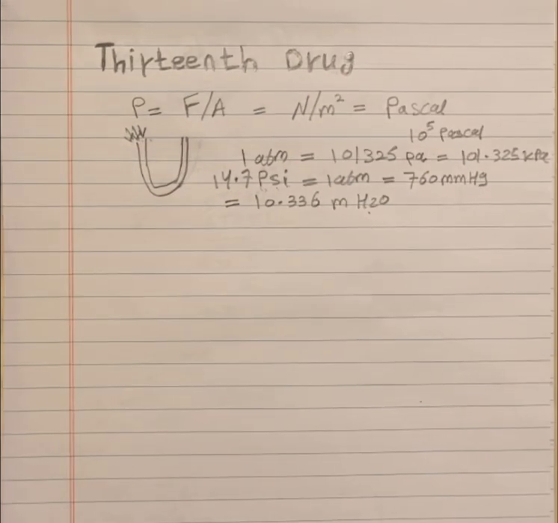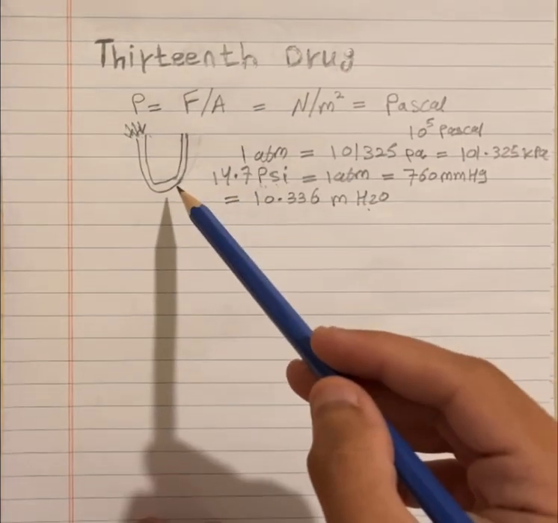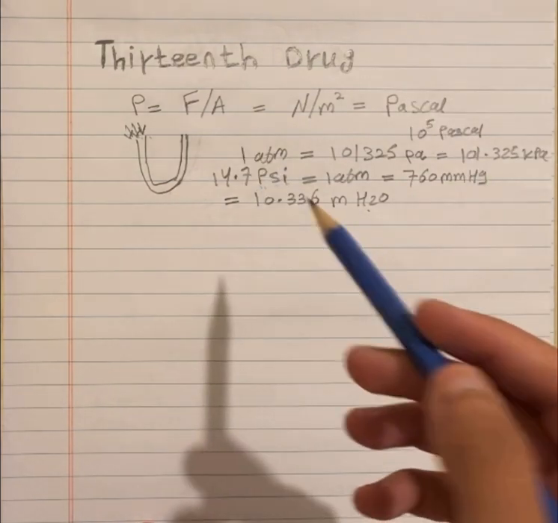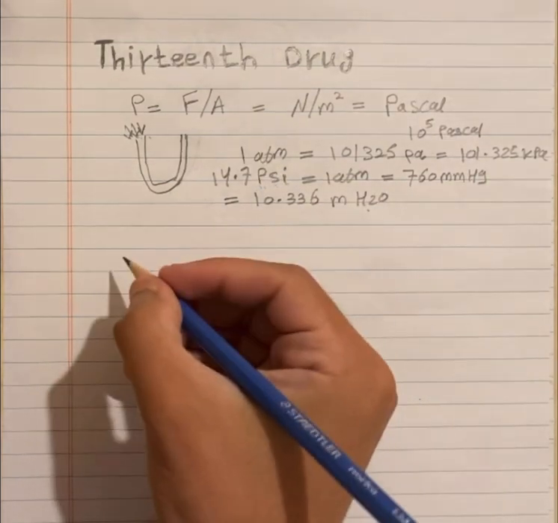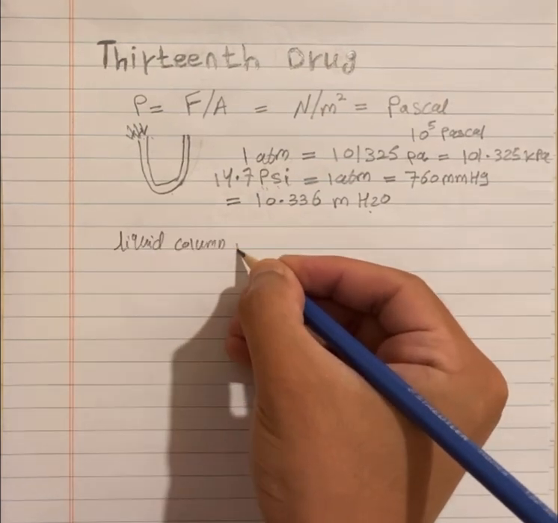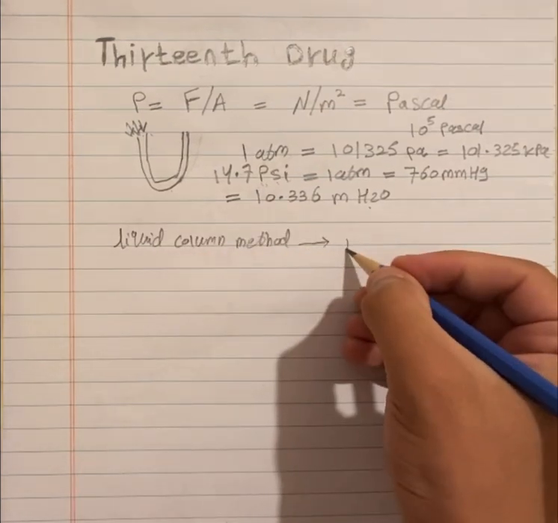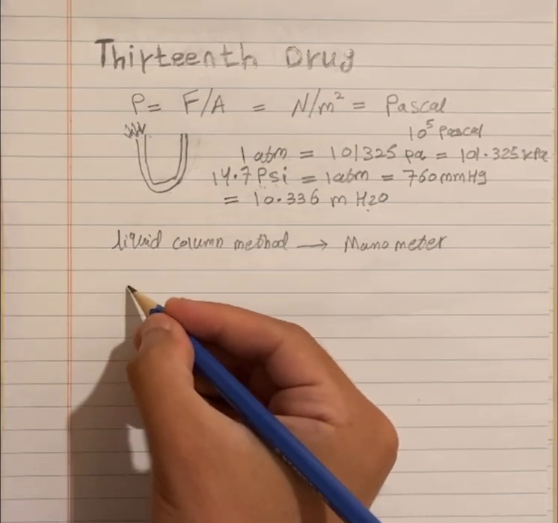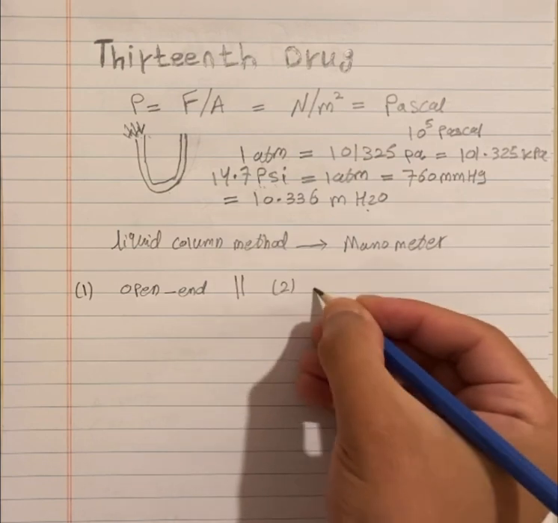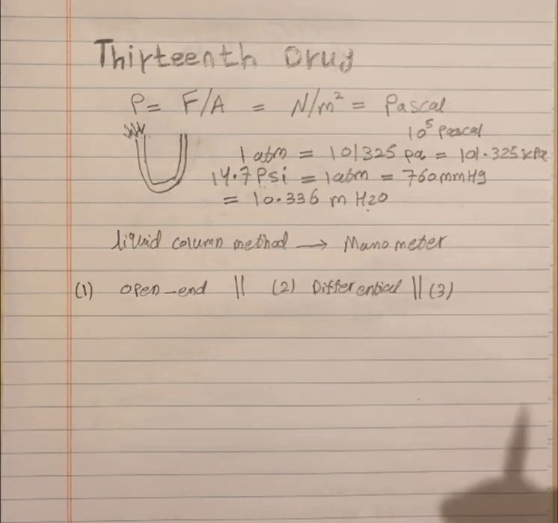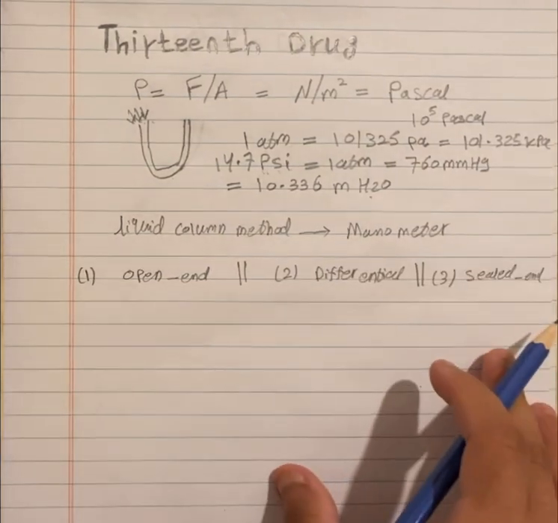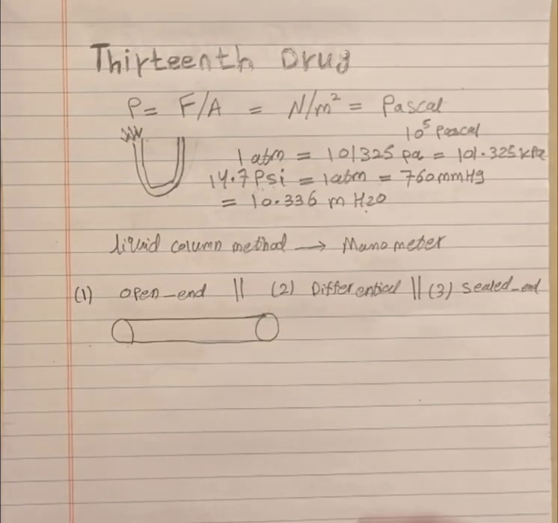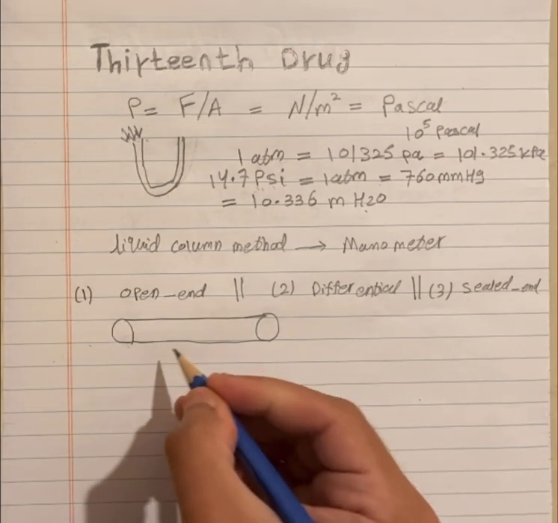As for the pressure calculation method, it's not a coincidence that I drew this shape, because it's actually what you will face when you deal with the liquid column method. An example of it is the manometer. Manometer comes in 3 different types. We have open end, and we have differential, and the last type is sealed end. Open end has a shape like this. Excuse my drawing once again. We have a pipe like this, and there is a constriction.